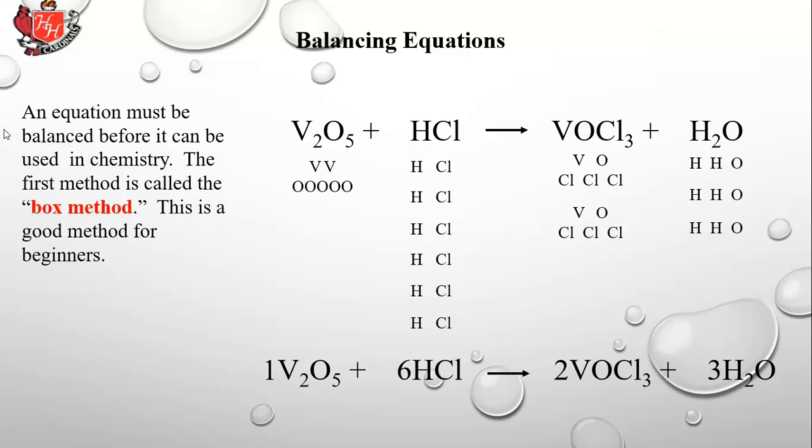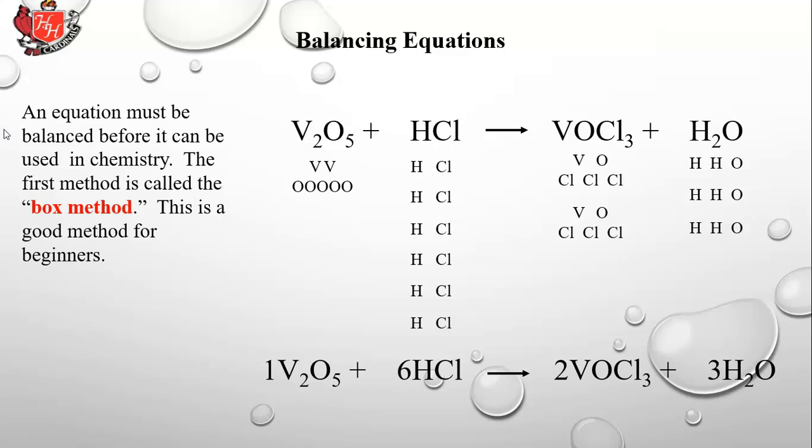So what they mean is the following. It means you have 1 molecule of V2O5 plus 6 molecules of HCl will produce 2 molecules of VOCl3 plus 3 molecules of H2O. So if you count, you'll see, as we just did, that you have the same number of atoms of each type on the left side as you have on the right side. Again, you have to do that before you can use this chemical equation in any kind of analysis.